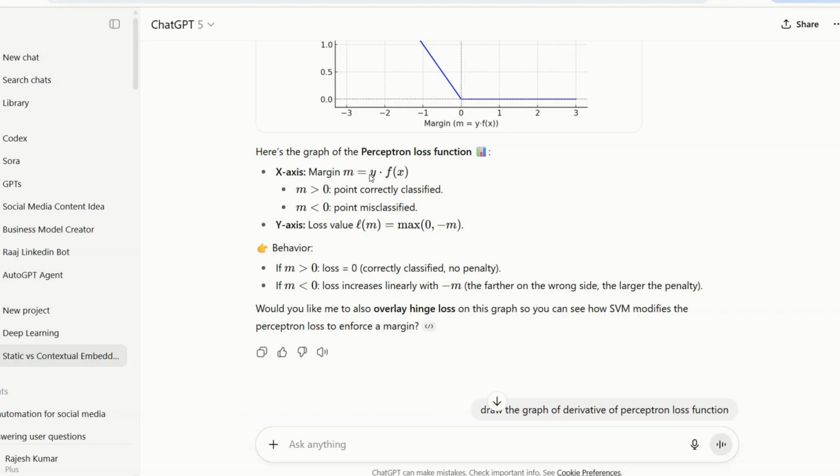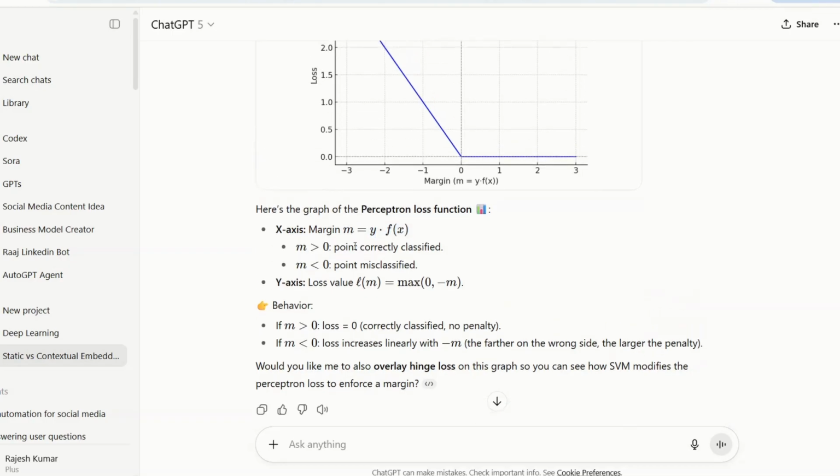y into fx is the margin. If I call this product m, and if m is positive, that is, if y into fx is positive, then I'm saying that the point is correctly classified. There's no misclassification, and in that case my loss is 0.